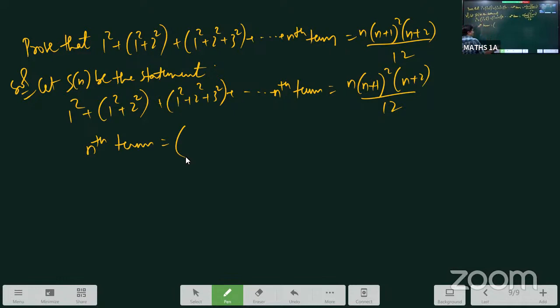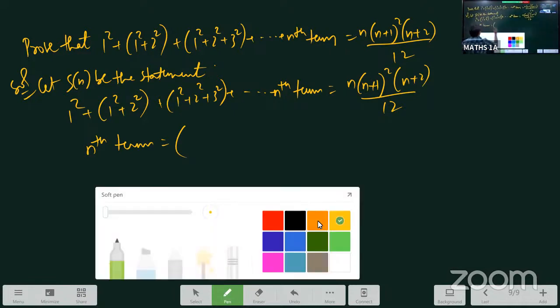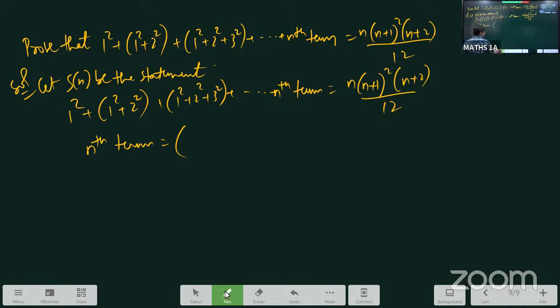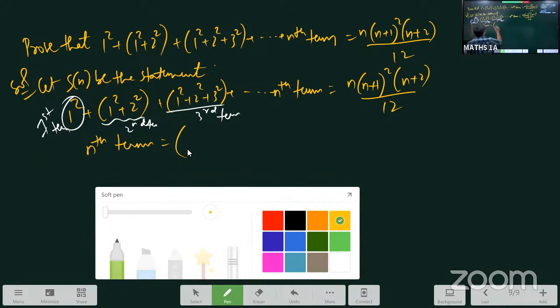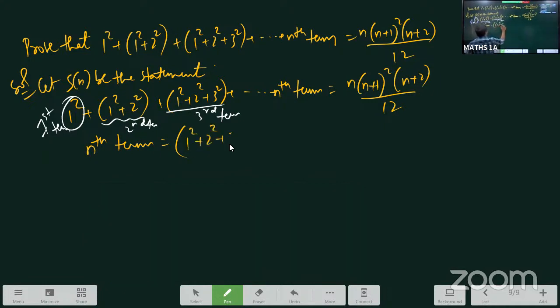See, this is your first term, right? This is your first term. This is your second term. This is your third term. Like that, nth term means what? It should be sum of n terms, correct? What is that n terms? 1 square plus 2 square plus 3 square plus so on plus n square.